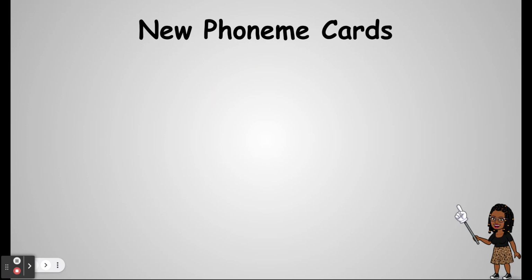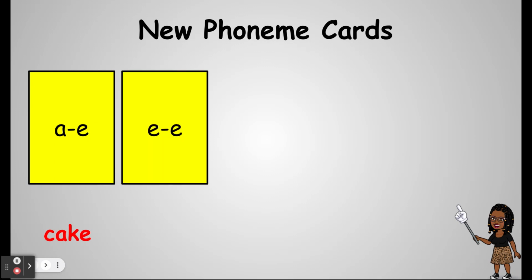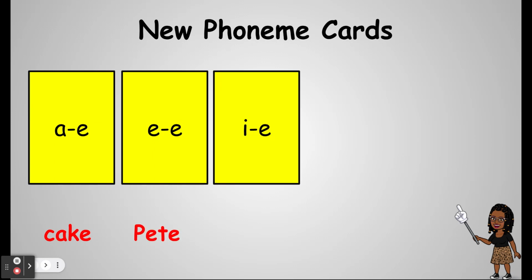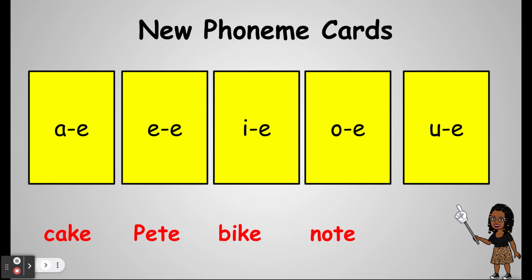Today, we are going to be focusing on our new phoneme card, okay? This week, we're going to be focusing on silent E. Okay, so let's check out our new phoneme cards. A blank silent E spells A as in cake. E blank silent E spells E as in Pete. I blank silent E spells I as in bike. O blank silent E spells O as in note. U blank silent E spells U as in cute.